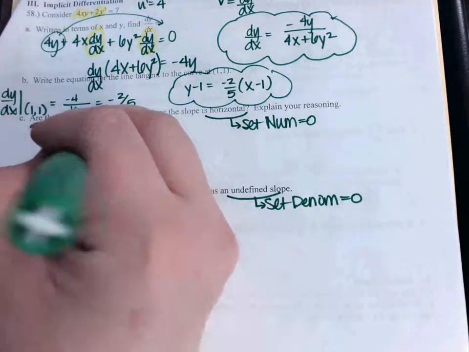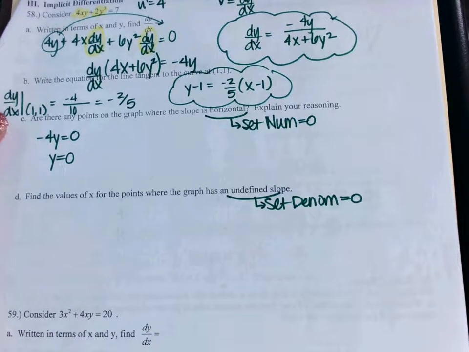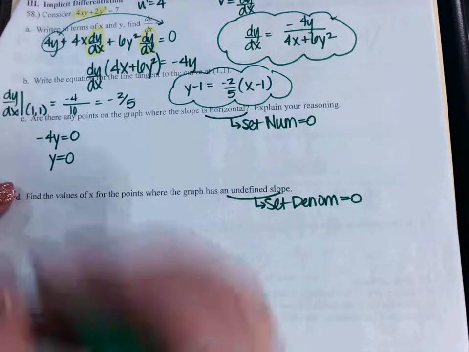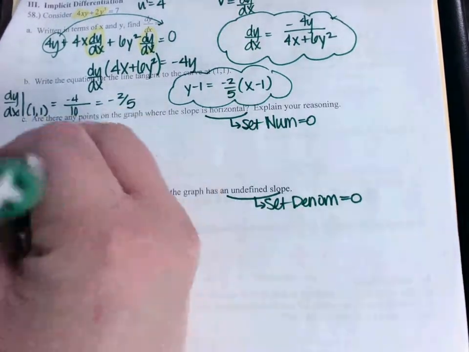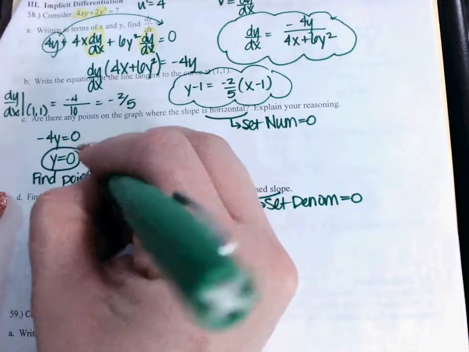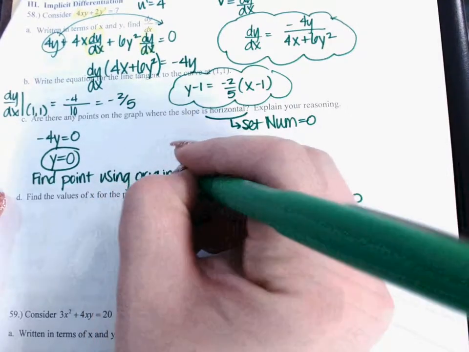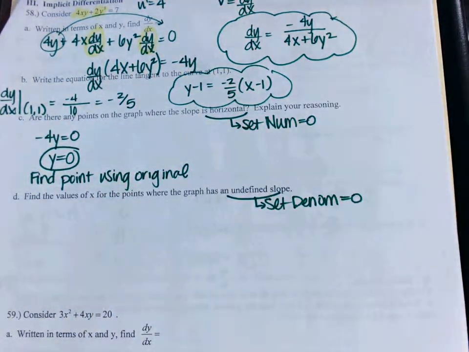0. Now, then look what it says. Are there any points where the slope is horizontal? Well, I found a y value. How do I find the other half of the point? Go back to the original. Very good. So, this is not a point. I'm going to go back and find the point using the original. Okay, do that for me now. And watch what happens. Find the point using the original.